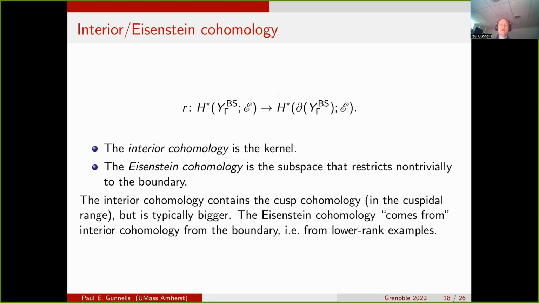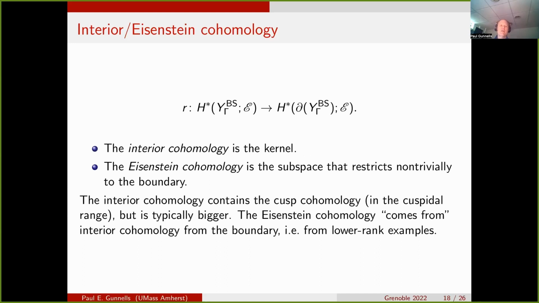So the interior cohomology is where the cuspidal cohomology lives in that range. That's somehow the interesting part of the cohomology. It's not the same as the cusp cohomology in general. There can be more stuff there, but at least it's not the part that's coming from the boundary in some sense. And the Eisenstein cohomology is a subspace of the cohomology of the Borel-Serre that comes from the thing on the right-hand side of that map R.